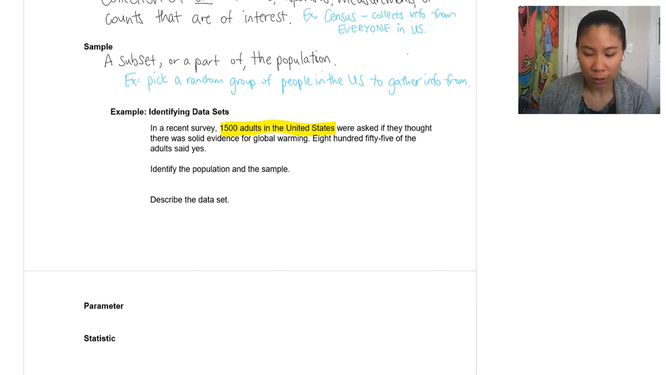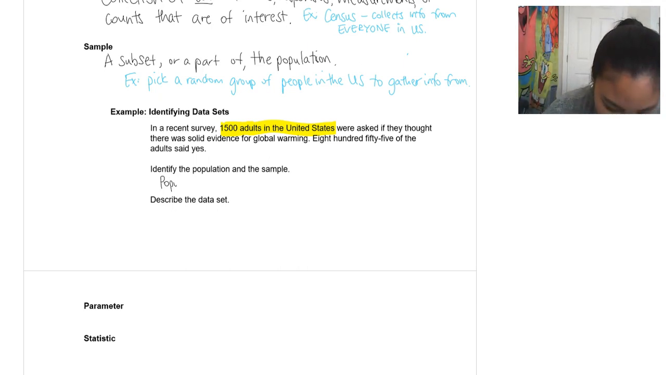So 1,500 adults in the US were asked, but the population is not those 1,500 adults, because we are talking about this study where they're trying to figure out if all of the adults in the US believe in global warming or think that there's solid evidence for global warming. So in that case, the population is all adults in the US, not just the 1,500. So you want to look at the words that are describing the type of people. And even if there's a certain number in it, you want to make sure that that includes everyone when we're talking about a population. So the population is going to be all adults in the US.